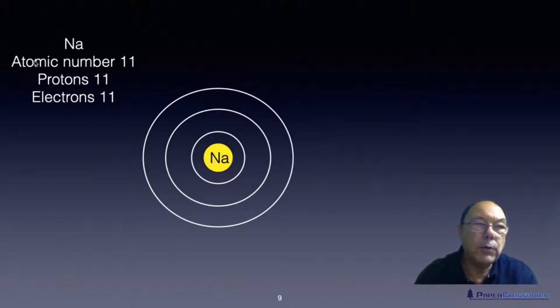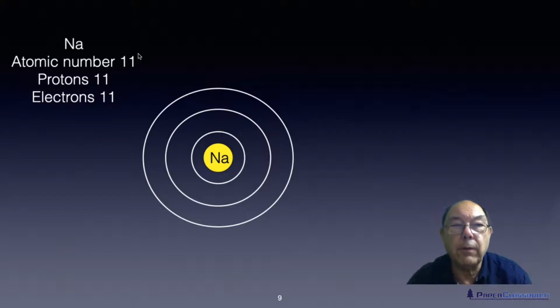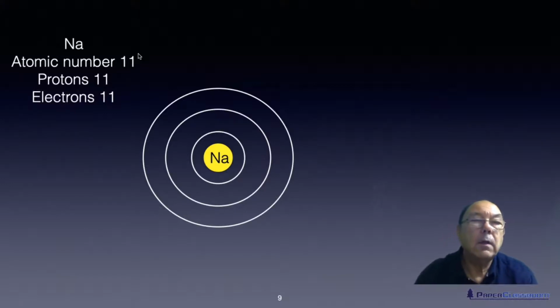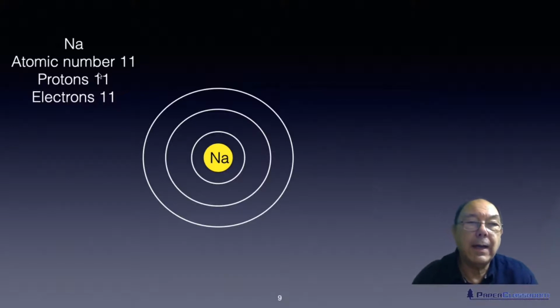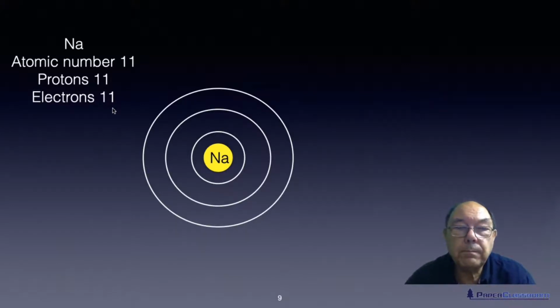What do we know about sodium? We know that sodium has an atomic number of 11. Because it has an atomic number of 11, we know that it has 11 protons, because the atomic number is the number of protons in the atom. And because all atoms are electrically balanced, if it has 11 protons, then we know it also has 11 electrons.